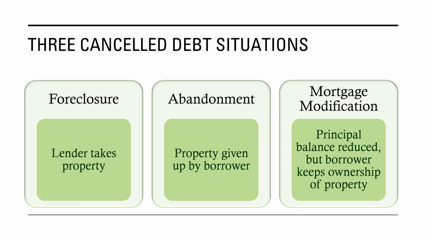We're going to talk about three types of canceled debt situations. However, the foreclosure and abandonment, we're going to bundle together because they get similar treatment in tax. And then there's a mortgage modification. With a foreclosure, the lender is taking the property back from the owner. An abandonment, on the other hand, is where the property owner gives up the right to the collateral, the home. And a mortgage modification, or a workaround, means the principal balance of the debt will be reduced, but the borrower is able to keep ownership of the property, so they would probably be staying in the home.